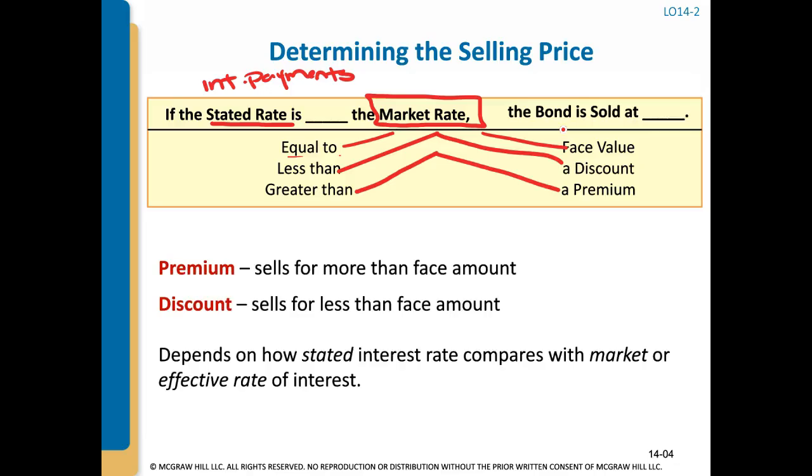So what do these things mean? Let's look at a discount. Think about when you go to a store and there's a shirt and the price tag on the shirt says $100.